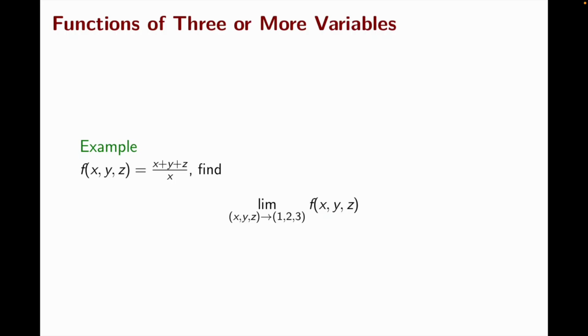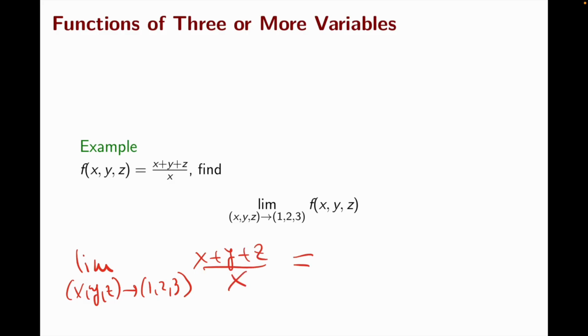So as I said before, we can extend this to functions of more variables. So in this case, for instance, a function of 3 variables, if we want to calculate the limit when x, y, z goes to 1, 2, 3 of this function, so we calculate the limit of this over x. Let's substitute, and we will have here 1 plus 2 plus 3, and everything divided by 1. So the result of this limit will be 6.